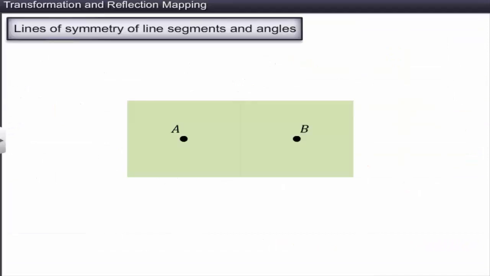Given 2 points in a plane, how do you find their line of symmetry? Fold the sheet in such a way that the 2 points coincide with each other, and then unfold the paper. The crease on the paper so obtained is the line of symmetry. This can also be obtained by drawing the perpendicular bisector of the line segment joining points A and B.